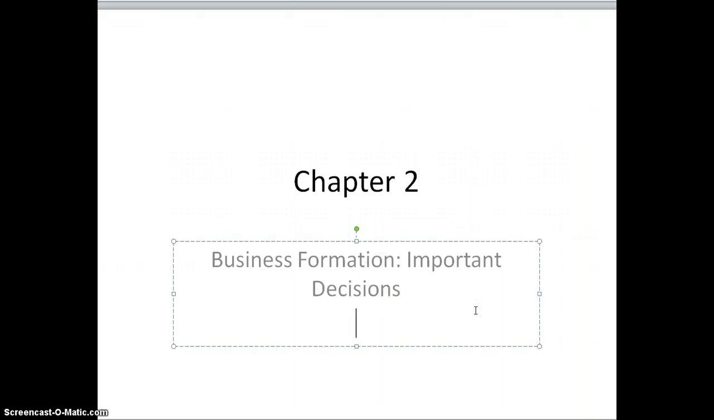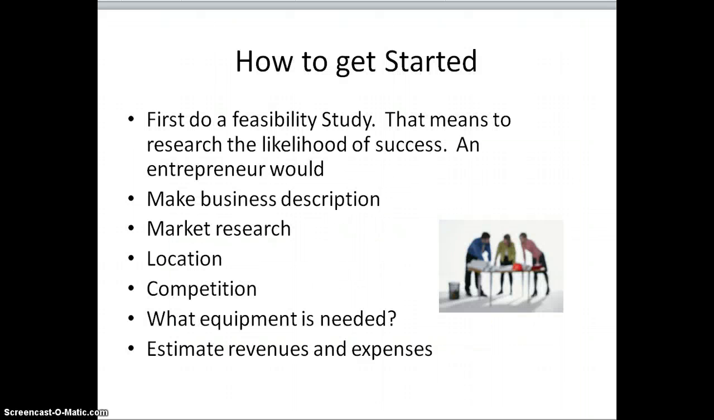So first, we'll talk about how to get started to start your own business. And the first thing you should do would be a feasibility study. A feasibility study means to research the likelihood of success. So when you go to do a feasibility study, the things that you would want to do would make a business description. Exactly what does your business do?